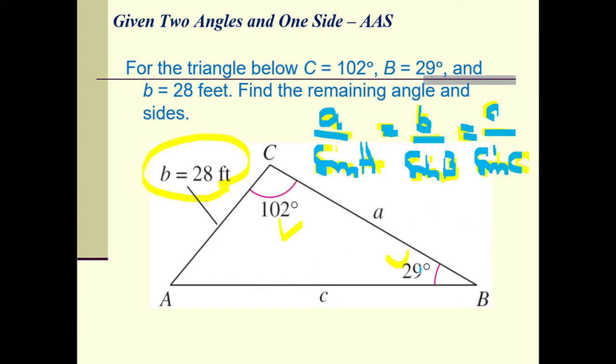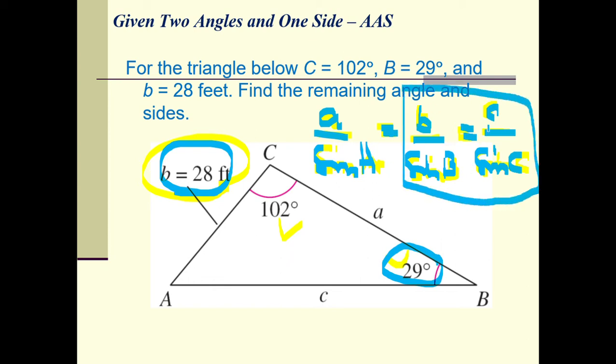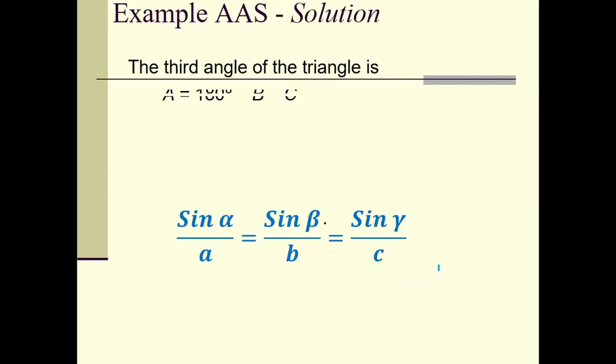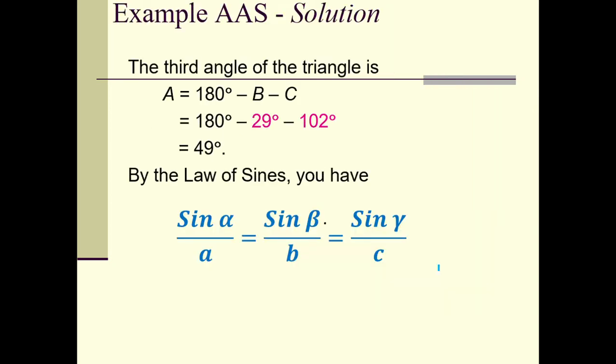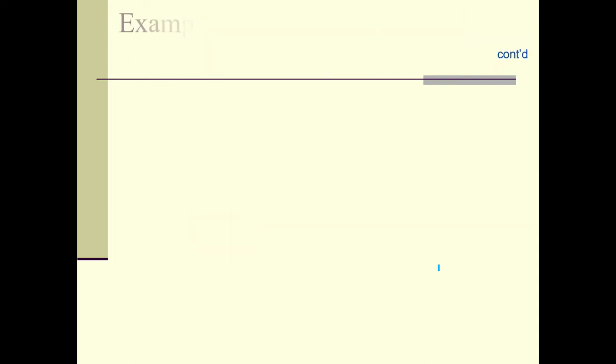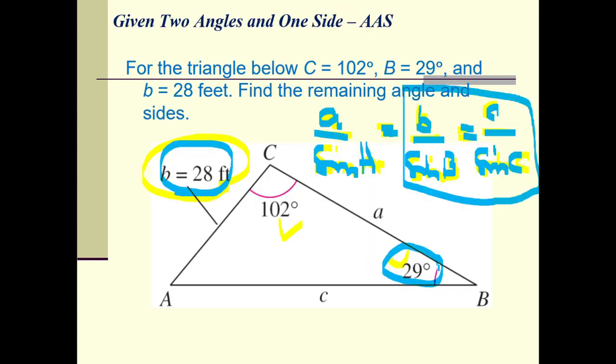So makita mo, to solve, magagamit natin itong B kasi pareho siya may value. Pwede natin itong gamitin para mahanap muna natin yung side C. Ito naman kasi, pwede rin actually kasi masosolve mo siya using the formula of 180 degrees minus 102 minus 29 degrees, di ba? Masosolve natin yung remaining angle.